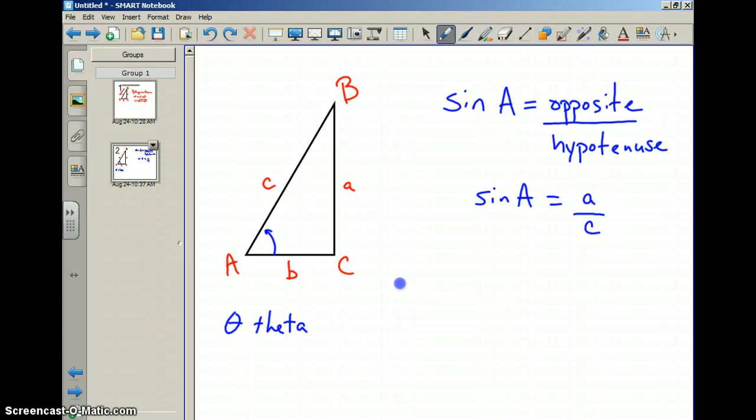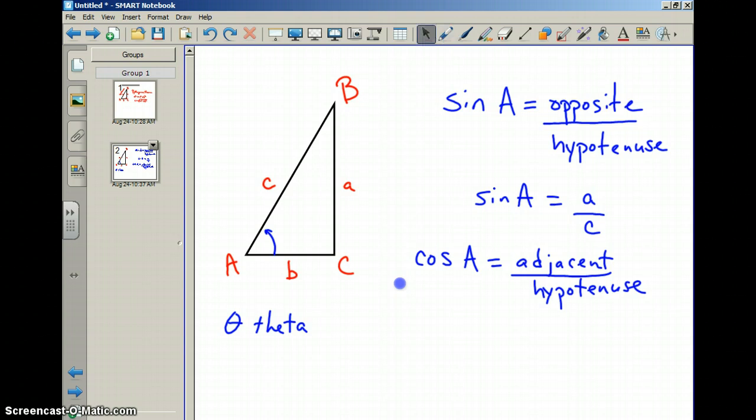For the cosine function, the cosine of angle A is defined as the adjacent side divided by the hypotenuse. And the adjacent side to angle A is that side which is right next to angle A. It would be side b. So the cosine of angle A is what you get when you divide the length of side b by the length of the hypotenuse.